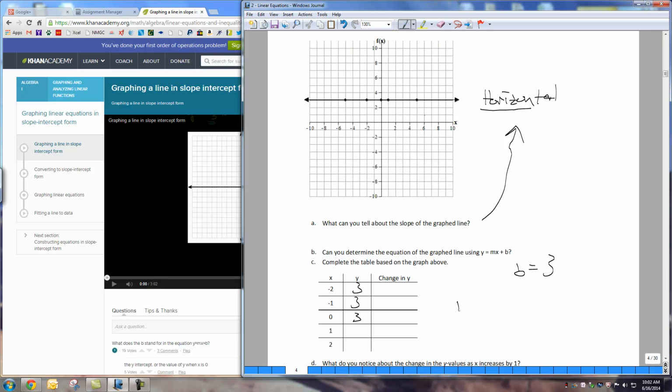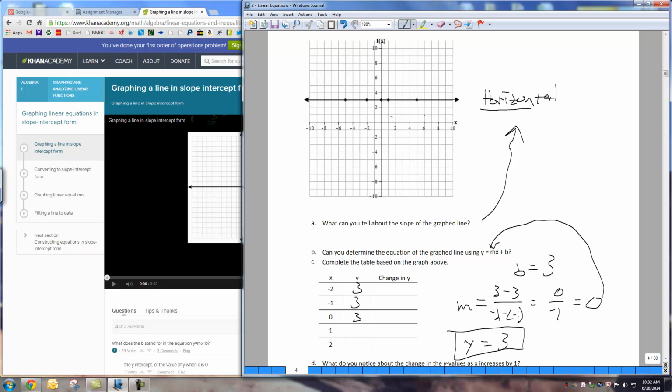Let's find m. M equals change in y over change in x. So 3 minus 3 over negative 2 minus negative 1, which gives us 0 over negative 1, which is 0. The slope of a horizontal line is always 0. So notice if I plug in 0 for m, 0 times x goes away. Right? So there is no mx term in this line. So the equation of this line is simply y equals 3.